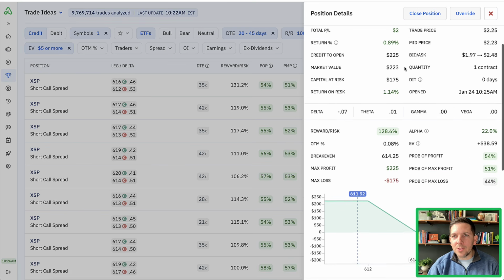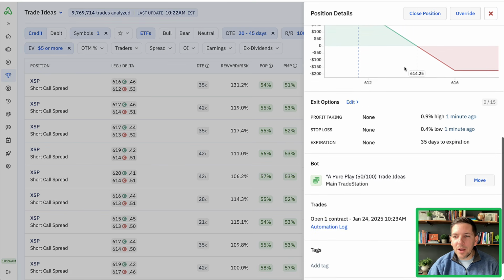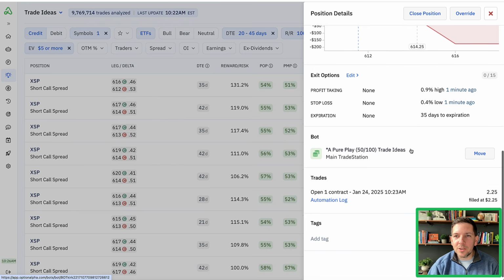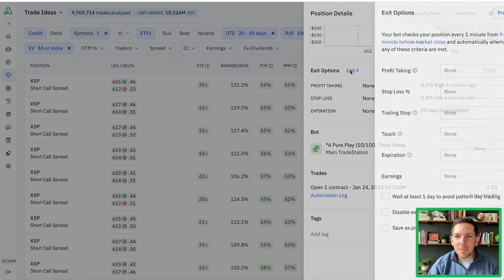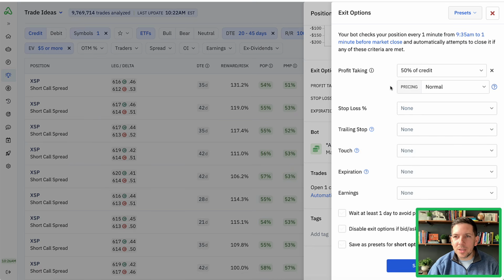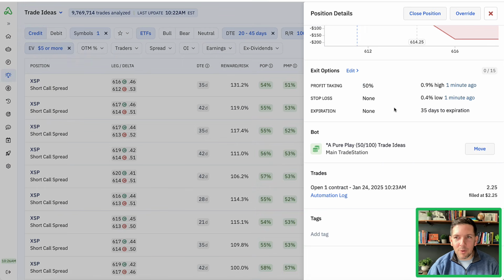I'm already up $2 on the trade. That's probably just the bid-ask spread moving around. We can keep this position in this bot, which will manage this position if I want it to. I can set my exit options on this one. So if I wanted to take the trade off at, say, 50% of the credit, I could do that. And because it's XSP, I can let it run to expiration. So it's a very easy way to automatically manage the position just by quickly setting exit options.